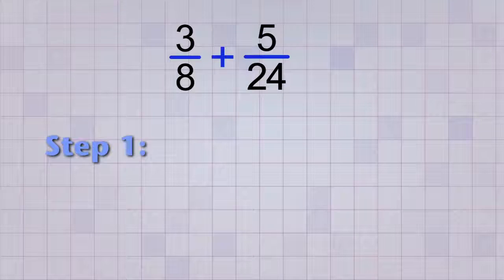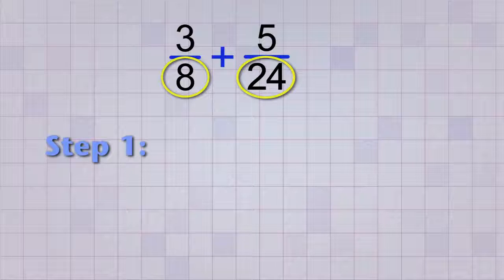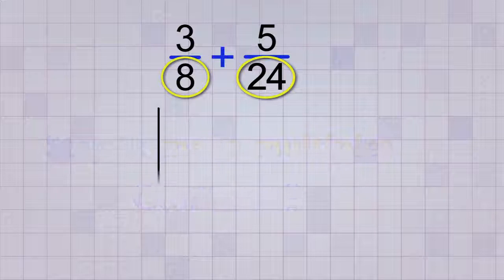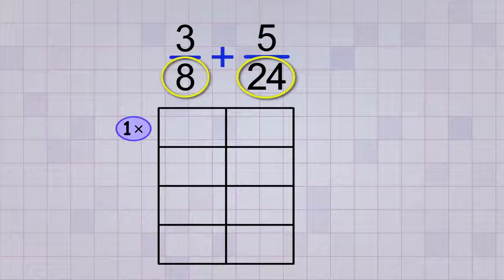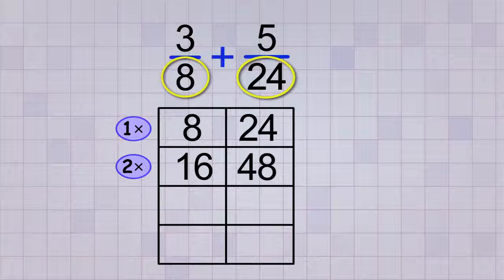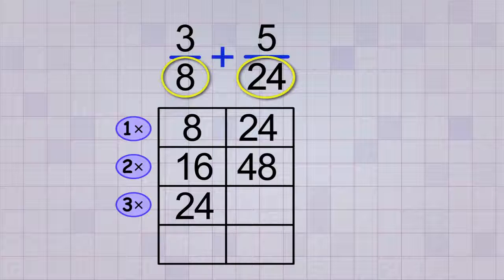Let's start with this problem. 3 over 8 plus 5 over 24. Step 1 is to take our two bottom numbers and make multiples of them to see if we can find a common multiple. First, let's multiply them both by 1. Well, that's easy. We have 8 and 24. Next, we multiply them both by 2, and that gives us 16 and 48. I still don't see anything in common, so let's multiply them both by 3. 3 times 8 is 24, and 3 times 24 is 72.